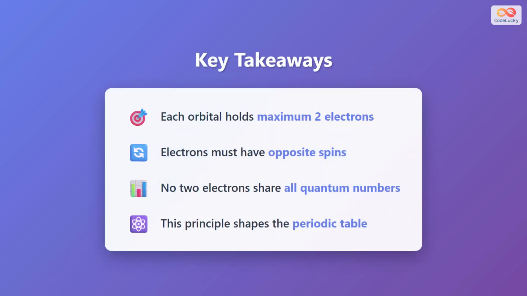Let's review the essential points. First, each orbital holds a maximum of 2 electrons. Second, these electrons must have opposite spins, one up and one down. Third, no 2 electrons in an atom can share all 4 quantum numbers. Finally, this principle is the foundation for understanding the periodic table and how elements are organized based on their electron configurations. Understanding the Pauli Exclusion Principle is crucial for mastering chemistry and atomic structure.